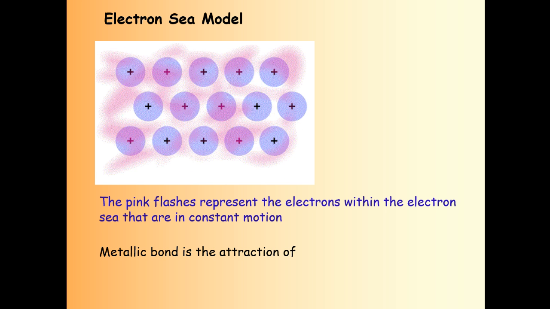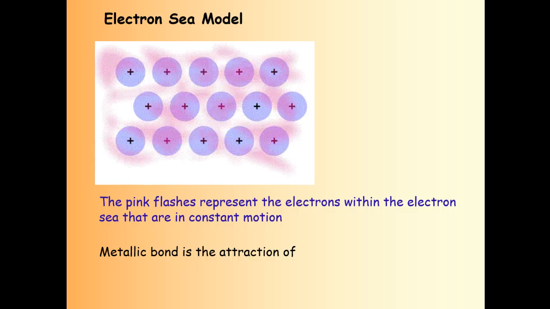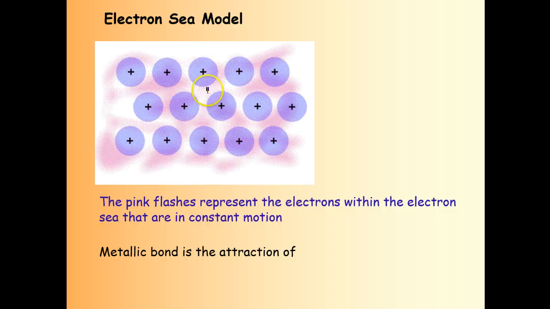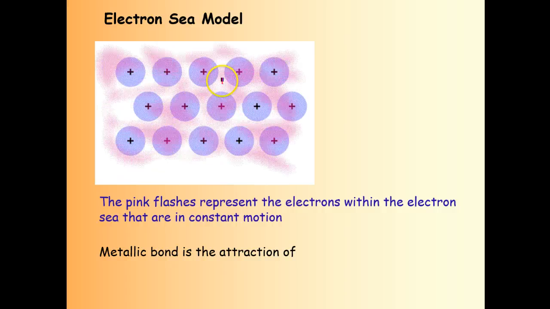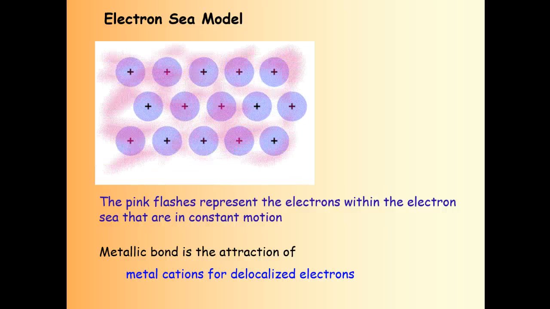So here's a little diagram. When you see the pink flashes, those pink flashes represent the electrons within the electron sea. So you can see the metal ions, they have a positive charge because they've donated those electrons. Where you see all this pink right here, those are like the s sublevels and d sublevels that are overlapping, and those electrons are just free to move within that electron sea. So therefore, a metallic bond is the attraction between the metal cations and those delocalized mobile electrons.